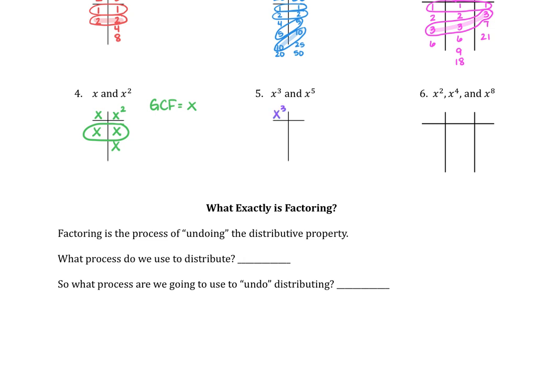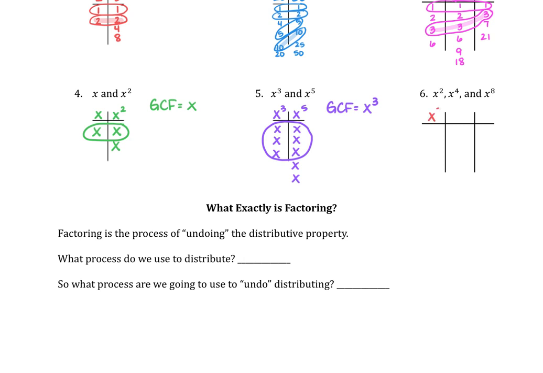On number 5, x cubed is the same thing as x times x times x. x to the fifth is x times x times x times x times x. You can see that they both have 3 x's in common. Therefore, my GCF is actually going to be x cubed. All right, let's do this last one.